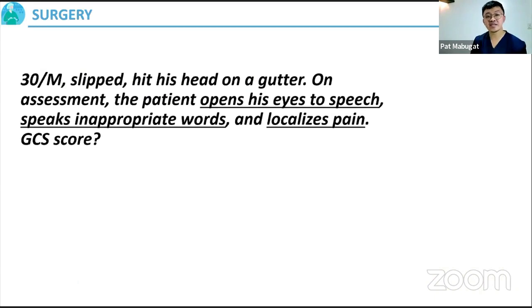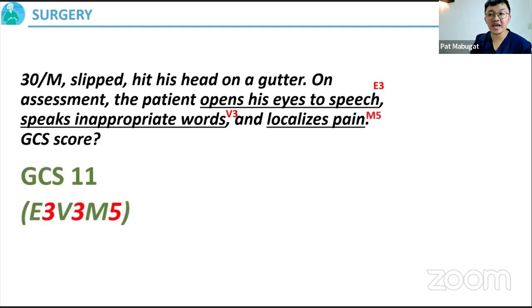Next, 30-year-old male, slip, hit his head on the gutter. On assessment, the patient opens his eyes to speech, speaks inappropriate words, and localizes pain. Usually, one or two questions in the board exams regarding GCS score, and they usually ask you to solve the GCS score. So if you don't memorize the table, you're gonna get confused. Okay. So for this one, eye-opening to speech, that's E3, speaks inappropriately, that's V3, and localizes pain, that's M5. We have a score totaling to GCS 11, E3, V3, M5.